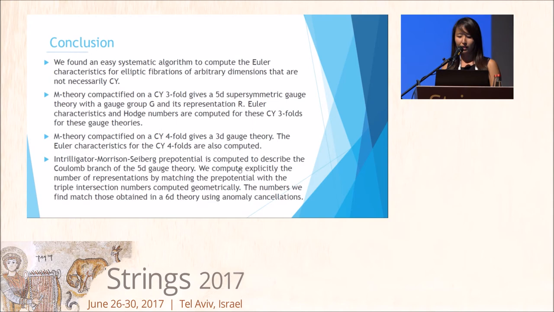In addition to that, we computed the Intriligator-Morrison-Seiberg prepotential, which gives the Coulomb branch of the five-dimensional gauge theory. We computed explicitly the number of representations by matching the prepotential with the triple intersection numbers that were computed geometrically. I want to note that these numbers that we found matched completely with those obtained in a six-dimensional theory using anomaly cancellations, which physically means all the anomalies are cancelable.